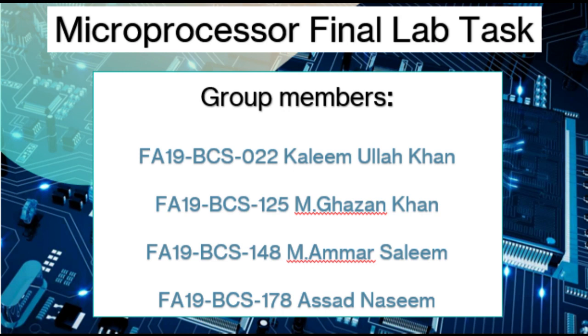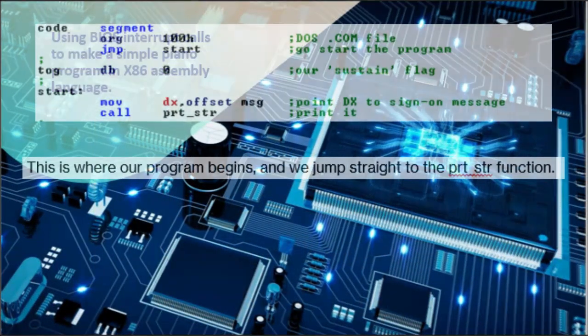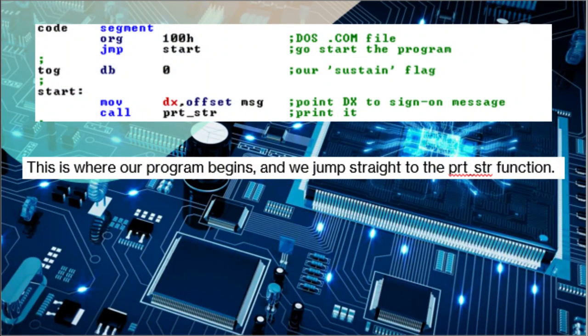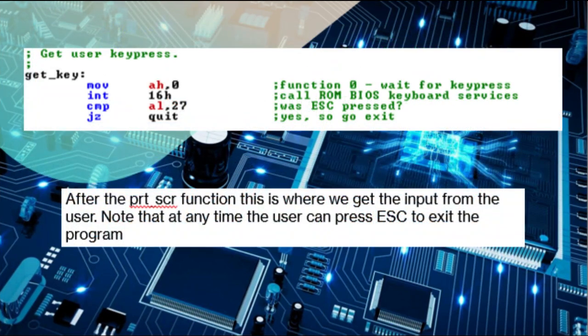Today we are here to present our final lab task, which is a piano application using assembly language and BIOS interrupt calls. We start off with a function called prtstr, which basically prints some text about how to use the application on the screen.